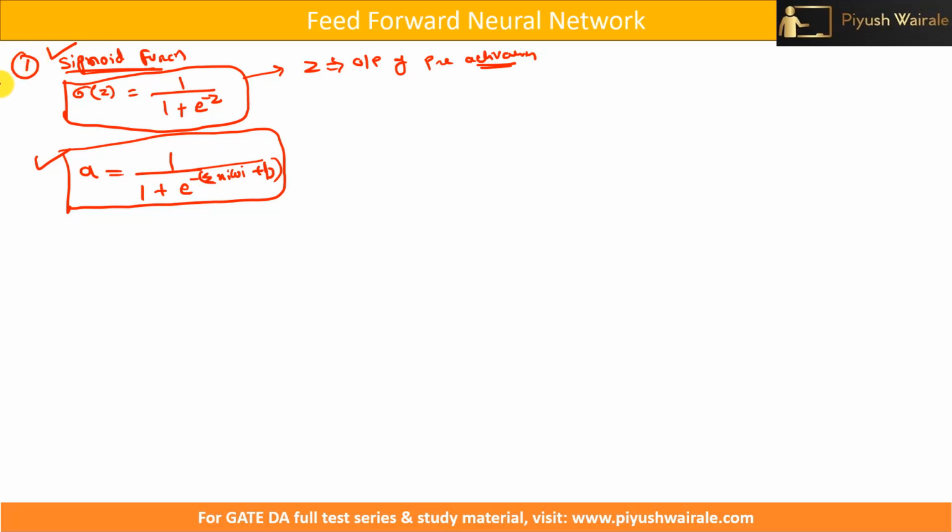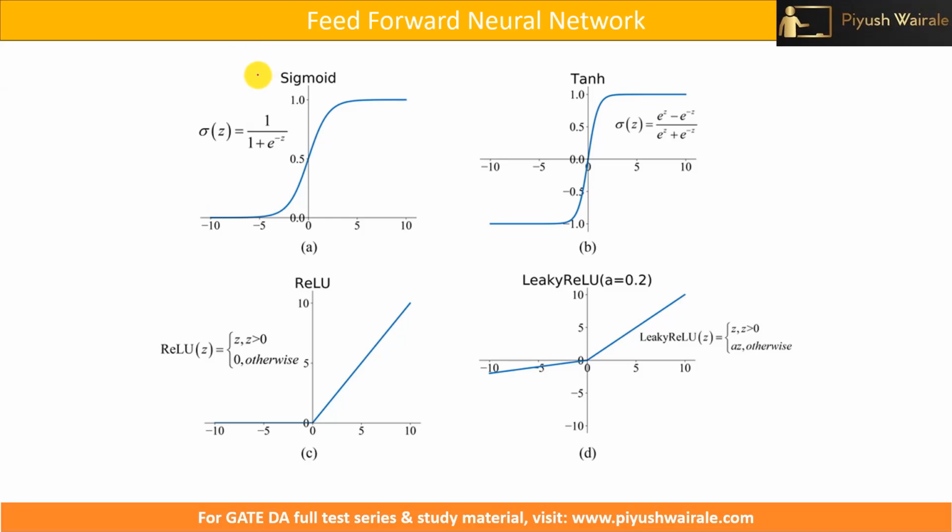Now if we talk about the other two functions, this is the graph of the sigmoid function and the tanh function. We already discussed this, because if you observe at x equals 0, that is at z equals 0, the sigmoid value is 0.5. This is the graph of the sigmoid function, and its value is between 0 and 1. If you compare with the tanh function, the output of the tanh function lies between -1 and 1.